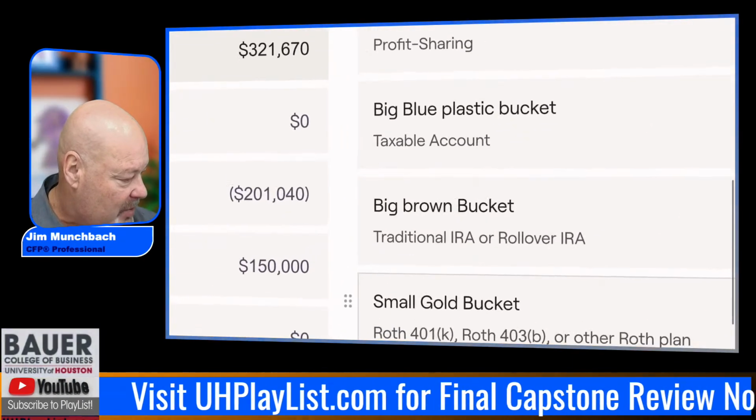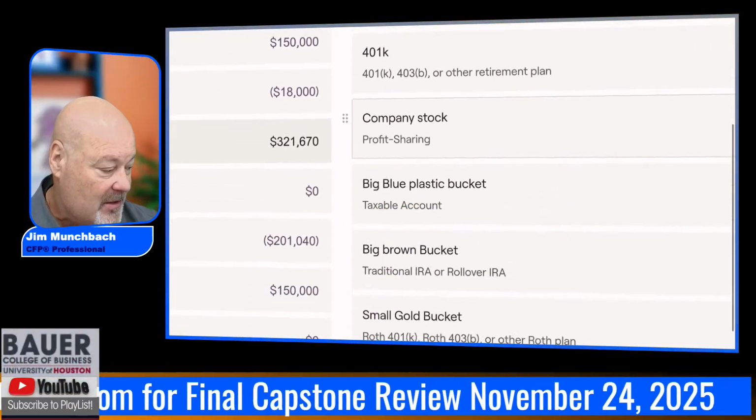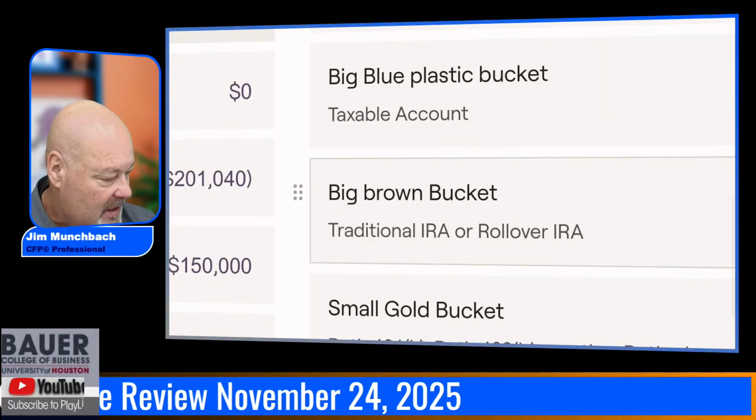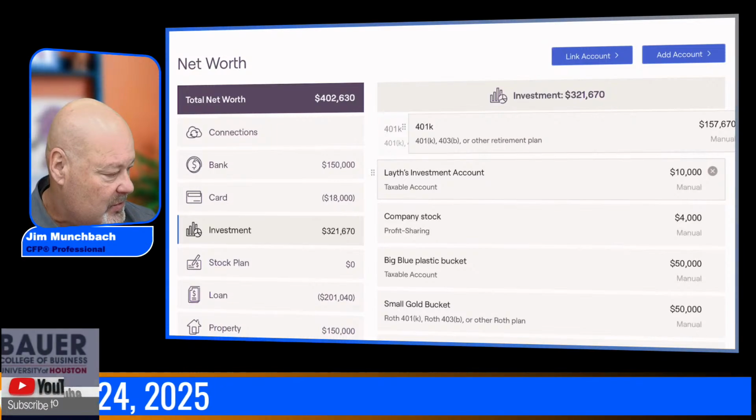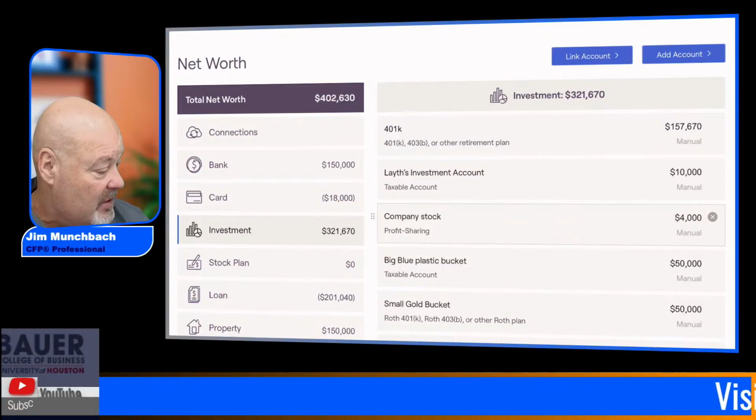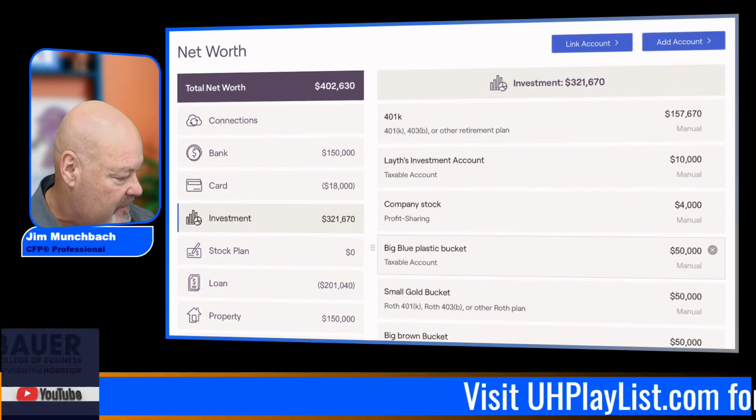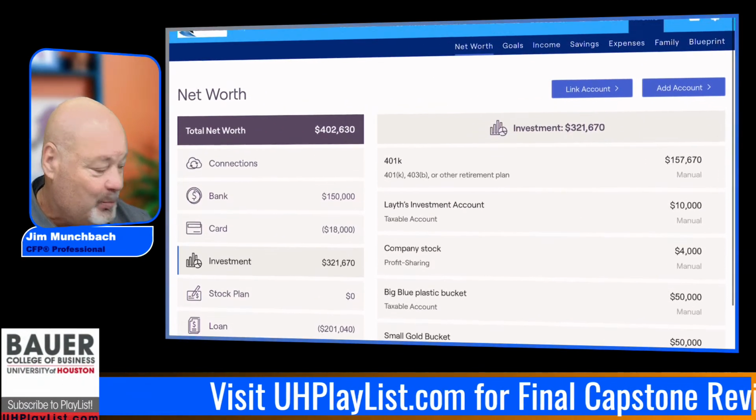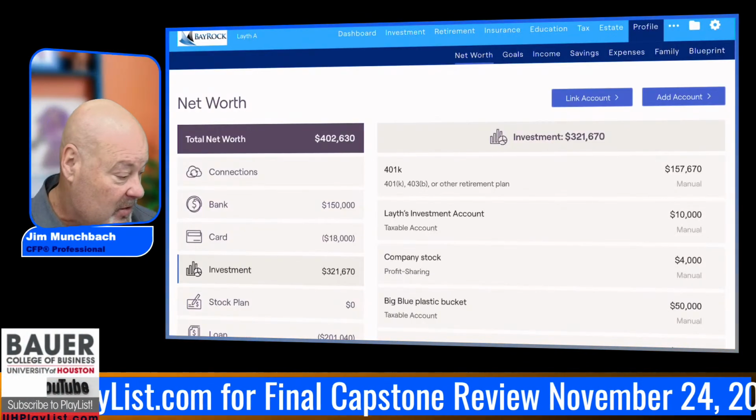We've got a big brown bucket. Well, the big brown bucket was the 401k, so that looks like a little confusion there. If you're putting the big brown bucket in, that's okay. But what you were asked to do, whoops, hope I'm not messing up your plan. So your 401k is the big brown bucket. And then you could have a Roth IRA. We have a Roth IRA for 50 and the big brown bucket for 50 and the big blue plastic bucket, which was to represent your taxable account. So that all looks pretty good.